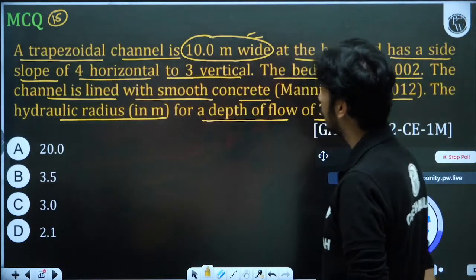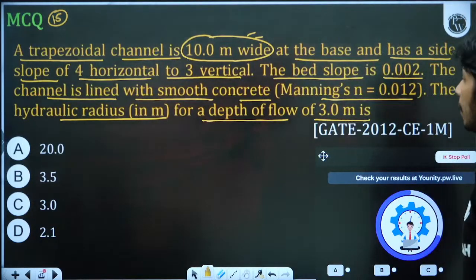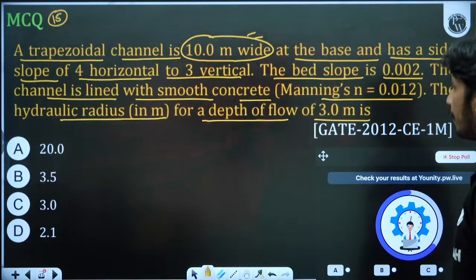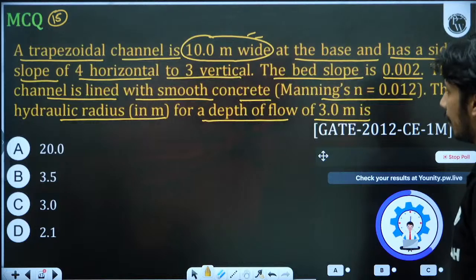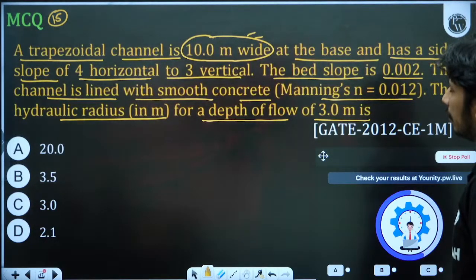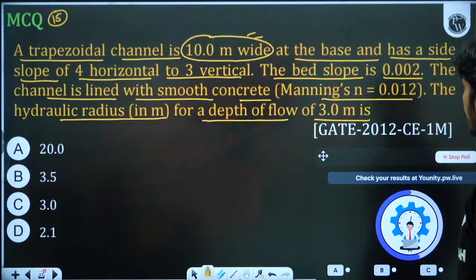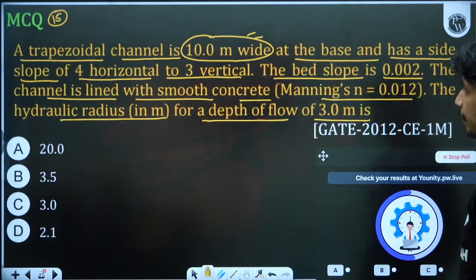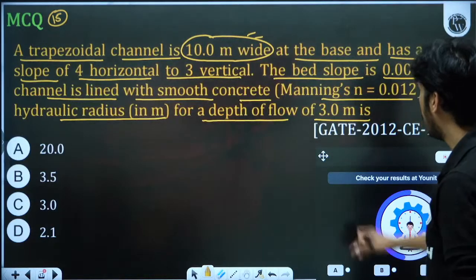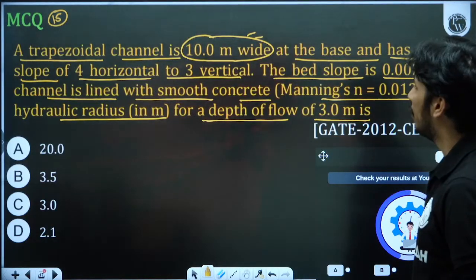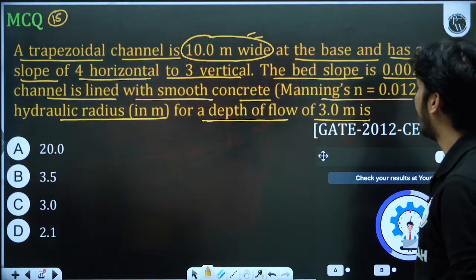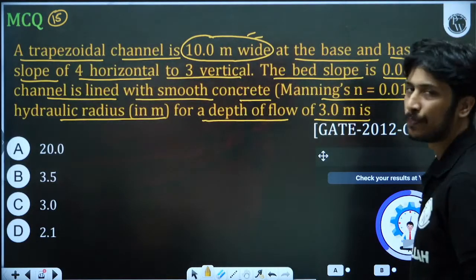A trapezoidal channel is given, the 10 meter base width and the side slopes are also given. This question will be solved using Manning's formula. The simple thing is that the hydraulic radius is asked. Width is given, side slope is given, and the depth of flow is also given. So why have they given you the Manning's n? I don't think that the Manning's n is required here.